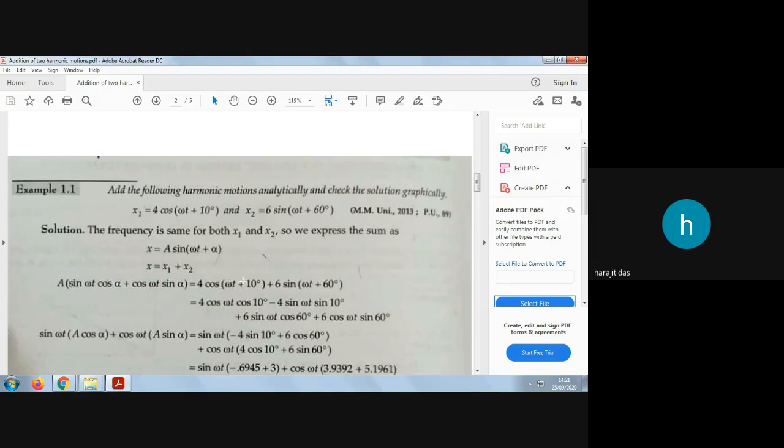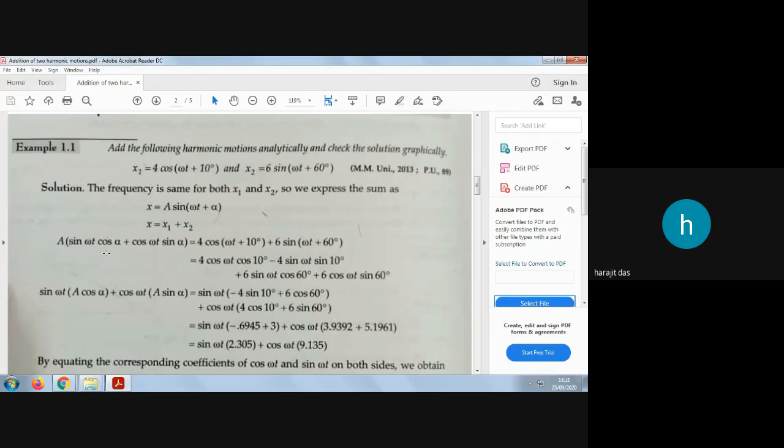When the sign inside is positive, it will be negative, for the cos function. So cos omega t cos 10 degrees minus, as 4 is there, 4 sin omega t sin 10 degrees, plus it is a sine function, no problem, plus 6 sin omega t cos 60 degrees and cos omega t sin 60 degrees, and 6 will be there. Now you need to find the values from the calculator.